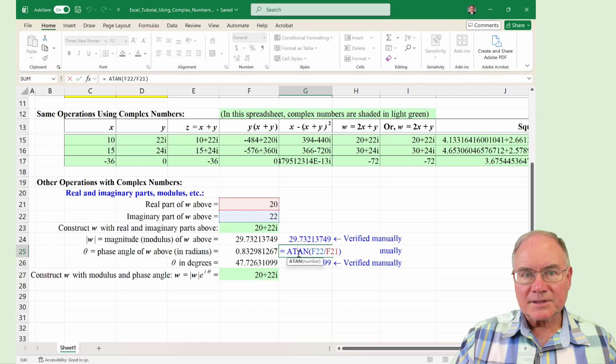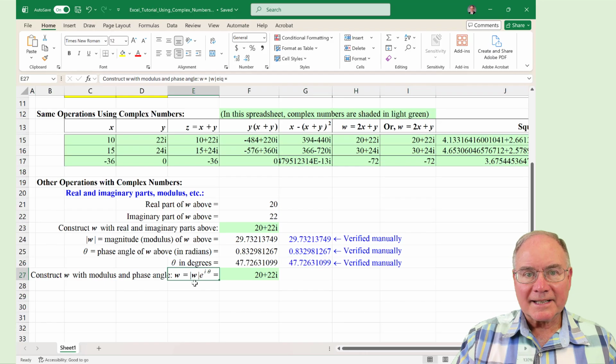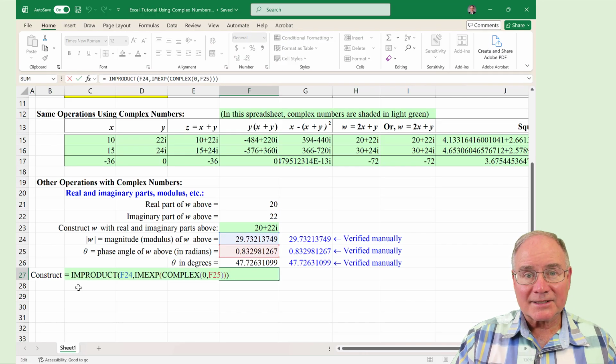The phase angle is defined as the arctangent of the imaginary part over the real part in radians, and that gives us the same answer. And again, I converted to degrees. Finally, with complex variables, you can create the complex number as w equal its modulus times e to the i theta, where theta is the phase angle. And this is how you can do that in Excel.